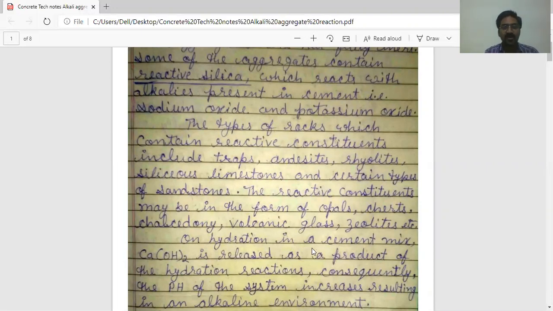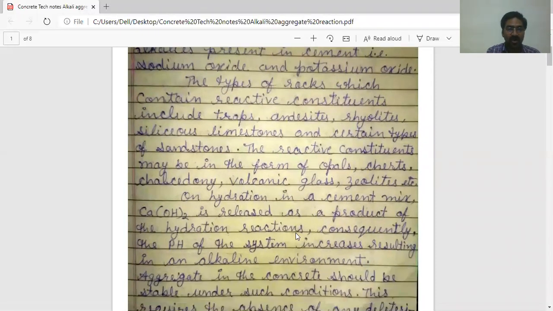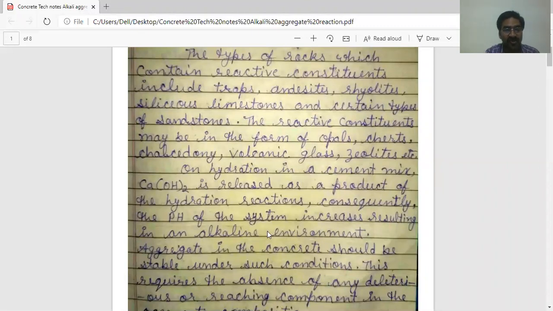Hydration in a cement mix means the reaction after mixing water with cement or concrete. On hydration in a cement mix, Ca(OH)2, calcium hydroxide, is released as a product of the hydration reaction. Consequently, the pH of the system increases, or alkalinity increases. We know that when the pH value is greater than 7, the solution becomes alkaline. So the pH of the system increases, resulting in an alkaline environment.